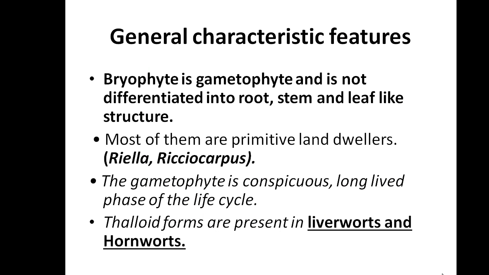The general characteristics of bryophytes are: the bryophyte is a gametophyte and it is not differentiated into root, stem or leaf-like structures. So bryophytes follow a gametophytic type of sexual reproduction. What is a gametophyte, what is a sporophyte, I'll explain to you in the online class. Today I'm going to explain that bryophyte is a gametophytic type and it is not differentiated in the plant; you cannot differentiate root, stem, leaf. That is the main thing of the bryophyte, and most of them are primitive land dwellers.